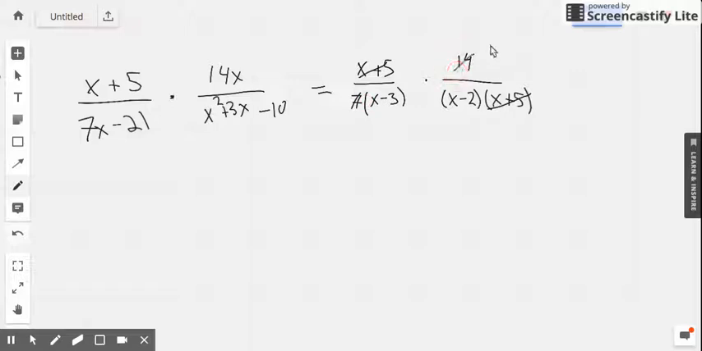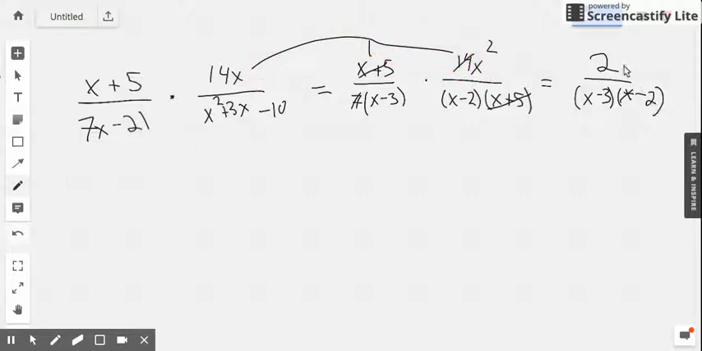7 and 14, this becomes a 2. This is a 1 now. So our answer is 2 over x minus 3, x minus 2. You can leave it in its factored form too. You don't have to FOIL that out. Oh, actually, sorry, this is 14x up here. I forgot to transfer it from here. So this is actually 2x still. Okay, but that's a fine form. You don't have to FOIL that out. You can leave it just like that.